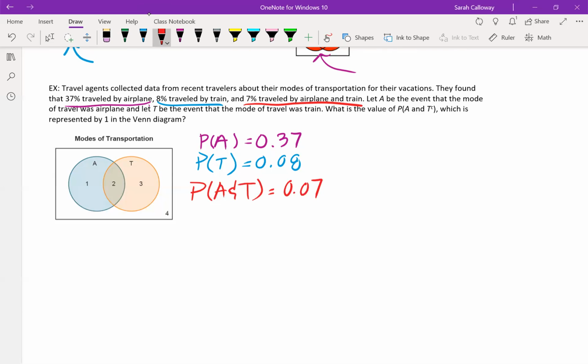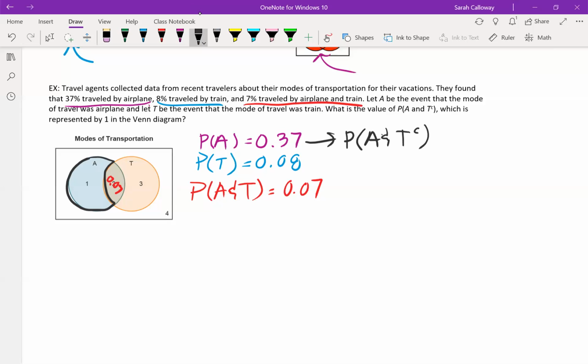So this piece represents 2. This 0.07 is the overlap of event A and event T, okay? And the rest of these we need to figure out. What that means is that this chunk of the Venn diagram, this moon shape, represents the probability that someone rode an airplane and didn't ride a train. Okay, so this is the one that's going to be the answer for this question.